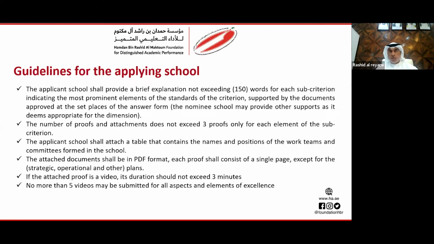The number of proofs and attachments does not exceed 3 proofs only for each element of the sub-criterion. The applicant school should attach a table or contact list with the names and positions of the work team and committees formed in the school. The attached document should be in PDF format. Each proof should be contained in a single page, except for the strategic plan and operational plan.